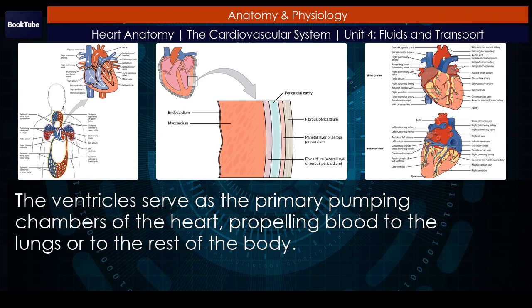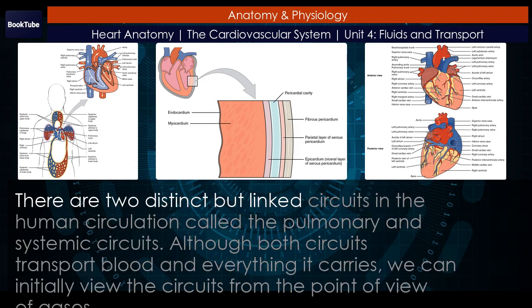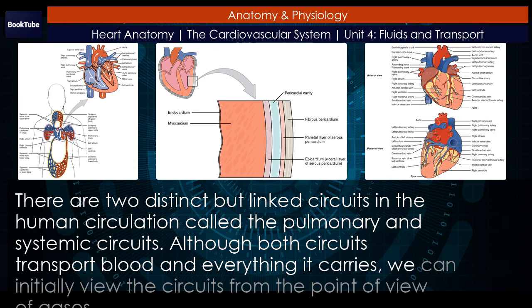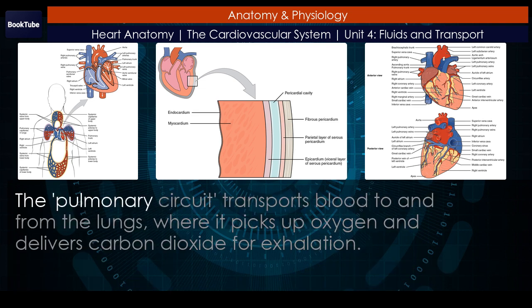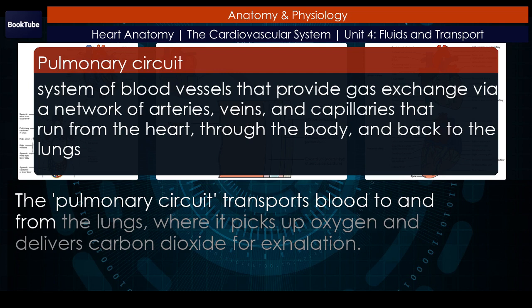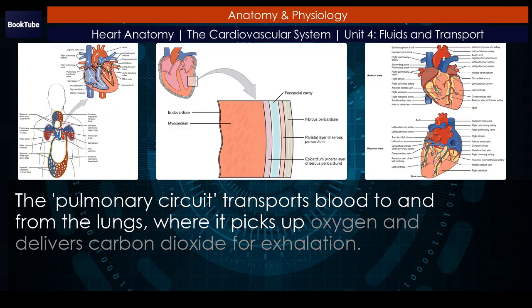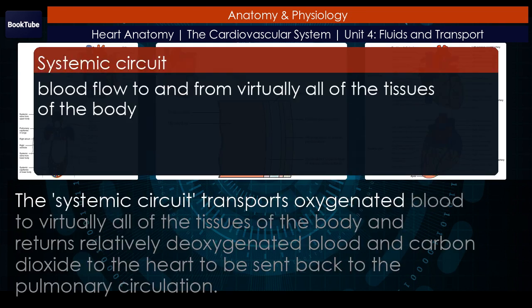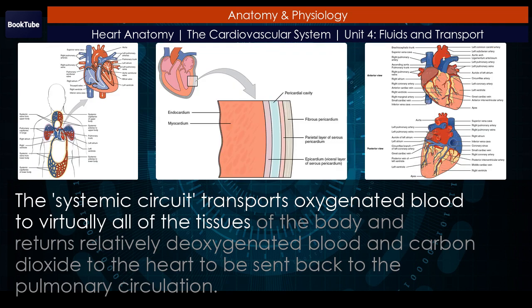There are 2 distinct but linked circuits in the human circulation called the pulmonary and systemic circuits. Although both circuits transport blood and everything it carries, we can initially view the circuits from the point of view of gases. The pulmonary circuit transports blood to and from the lungs, where it picks up oxygen and delivers carbon dioxide for exhalation. The systemic circuit transports oxygenated blood to virtually all of the tissues of the body and returns relatively deoxygenated blood and carbon dioxide to the heart to be sent back to the pulmonary circulation.